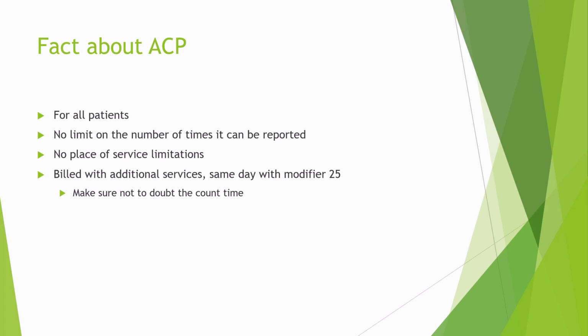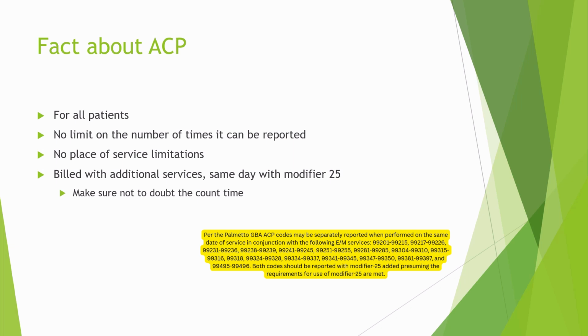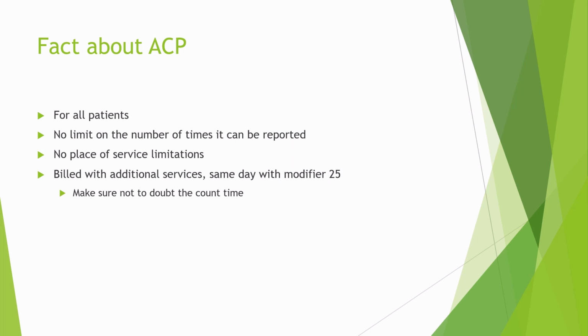I recommend that you check your Medicare's local coverage determination. For example, my local MAC is the Palmetto GBA. The Palmetto GBA has specific rules for advanced care planning, and one of them is that they state if you're billing an E&M service and you're also billing advanced care planning, they want modifier 25 on both services. This may not be true for all MACs, this may not be true for all payers, so you may have to do some research on that, especially if you're receiving denials.